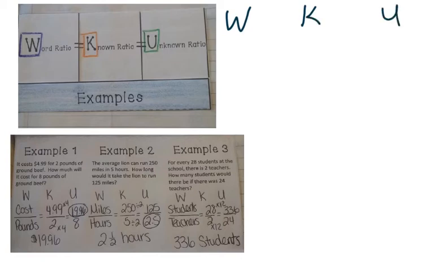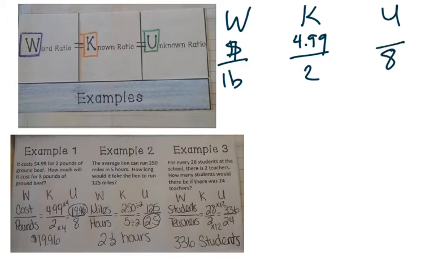Okay, so my words are going to be dollars per pound. And what do I know? I know it's $4.99 for 2 pounds. They want to know how much will it cost for 8 pounds. So that's my unknown. Okay, so that's how I would set it up. See how it's nice and neat? Like I have my work right side by side, as neat as I can write obviously.